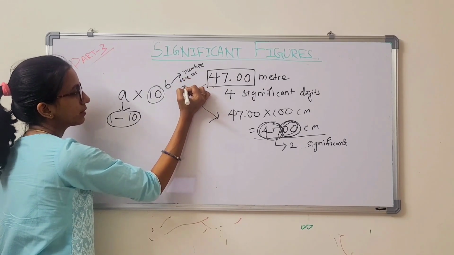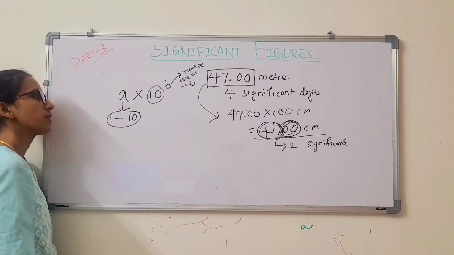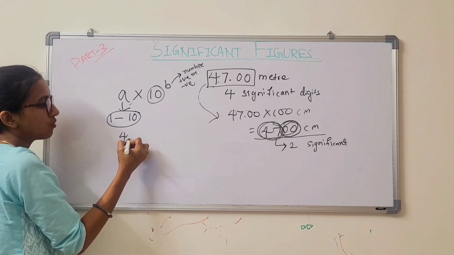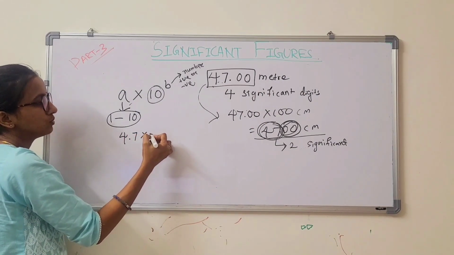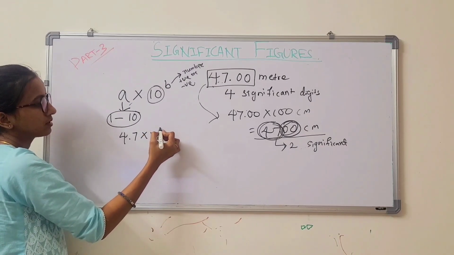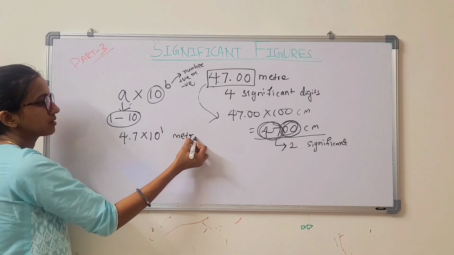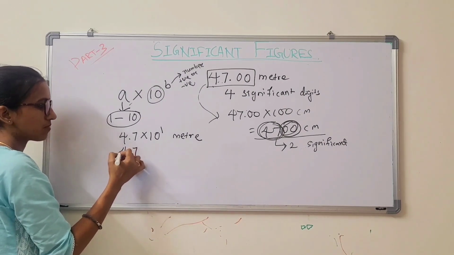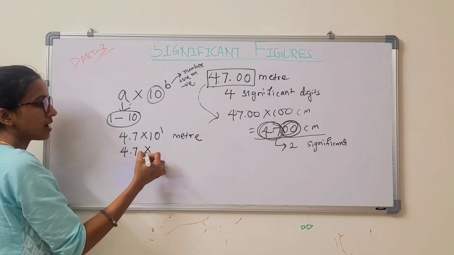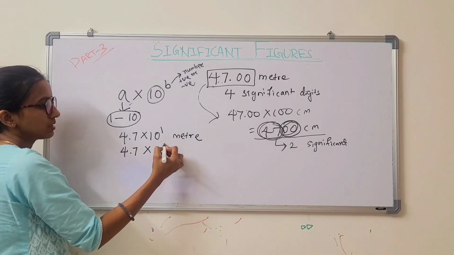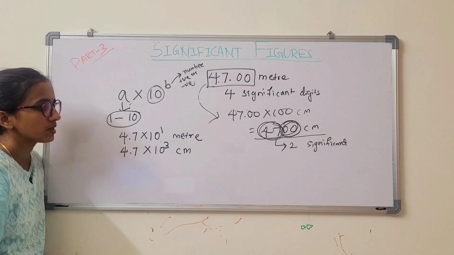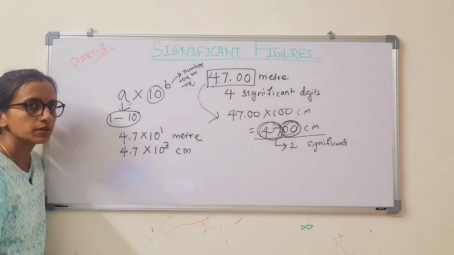Positive or negative. For example, in this case, if we write 47 meter as 4.7 into 10 to power 1 meter, and now if I convert it into centimeter, then I will keep the 4 part the same, but I will just increase it as 10 to power 3 centimeter, because I know 1 meter is 10 to power 2 centimeter.